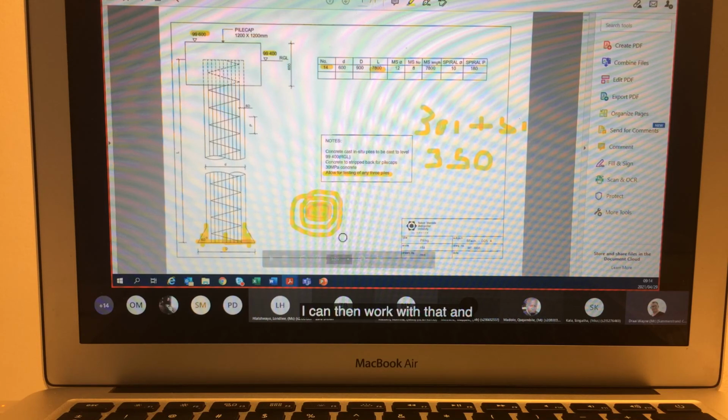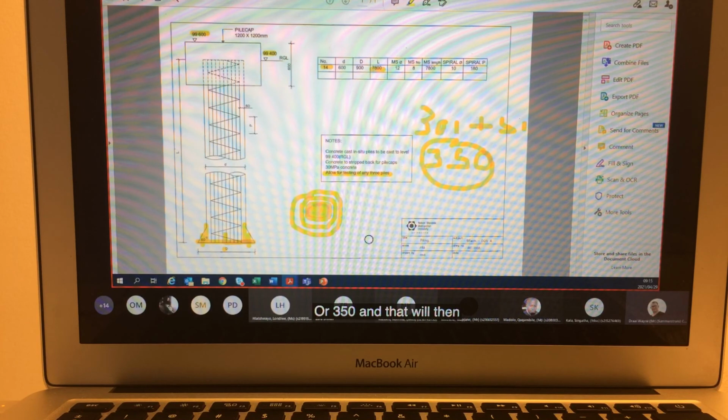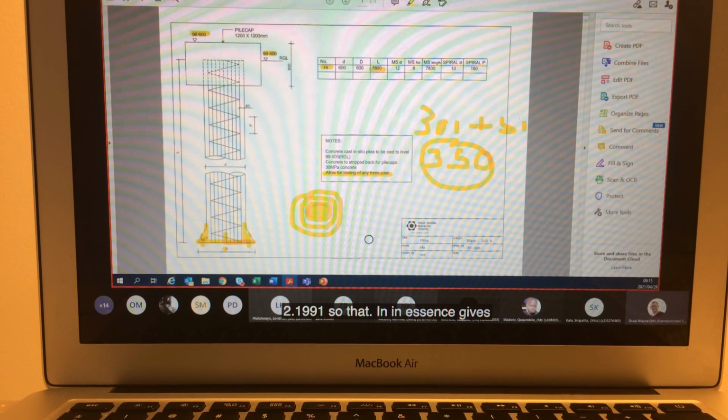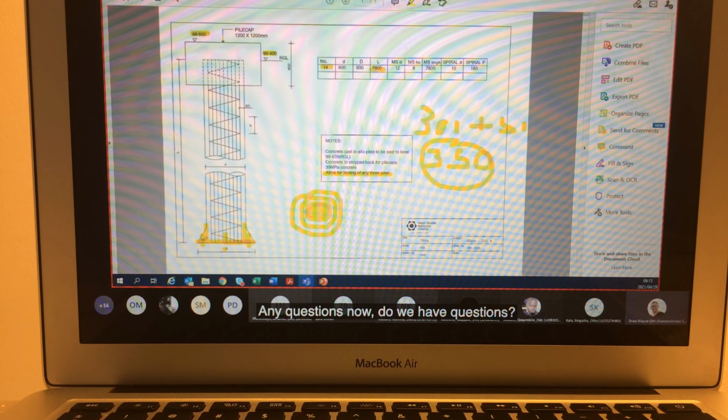I can then work with that and I say that the circumference is then 2 times pi times the new radius that I've now determined of 350, and that will then give me, if you can calculate that, 2.1991. So that in essence gives me 2.2 meters of a circumference. Do we have questions? Are we okay with what I've just said?